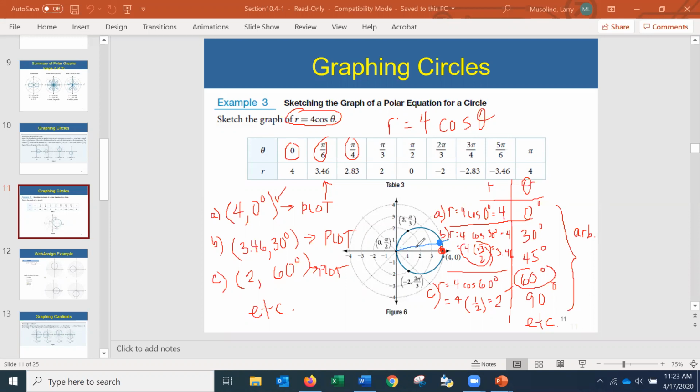All right, let me go to 2 comma 60 degrees. I'll plot this maybe in purple. So I'm going to go to 60 degrees, which is about here. Walk out a distance of 2, and there's the purple dot. So once I do this for many, many angles theta, I'll end up with these dots. And then I would connect these dots with a smooth curve, and you can see I end up with a circle here for this particular equation.